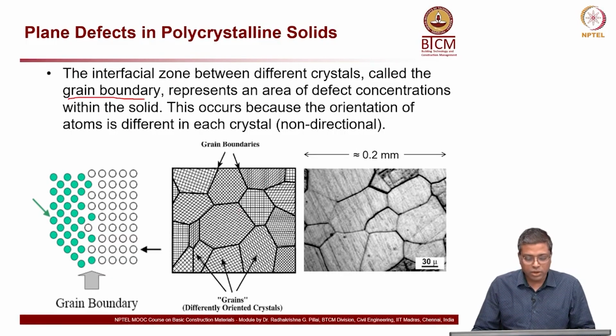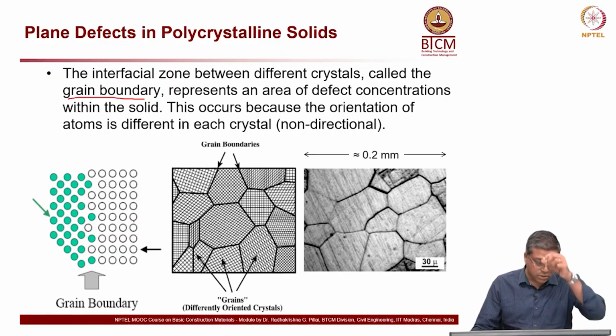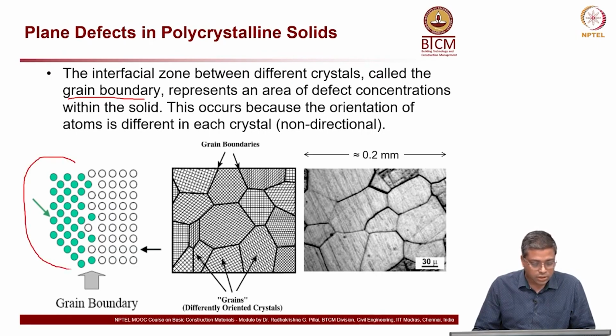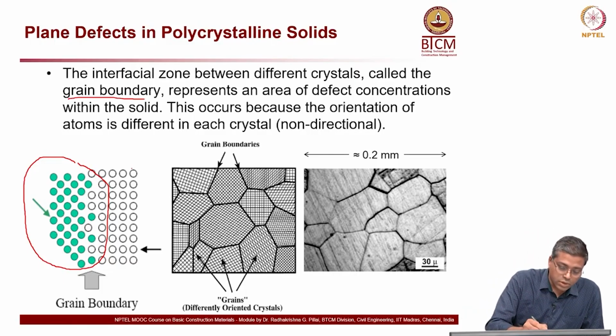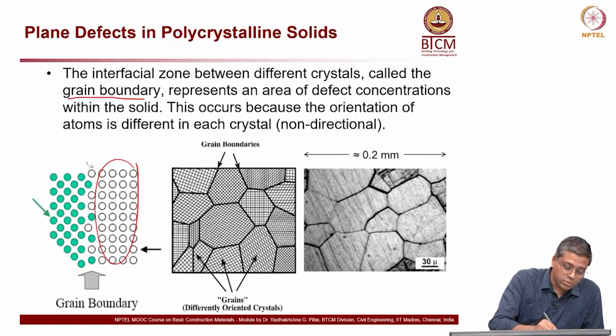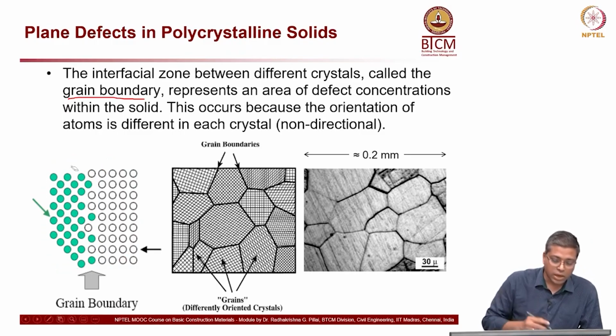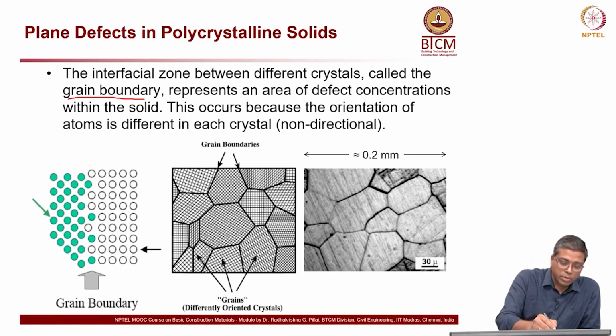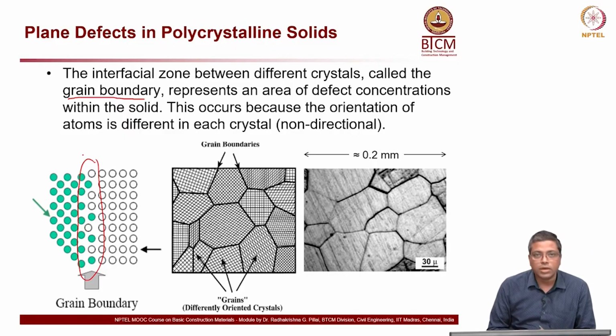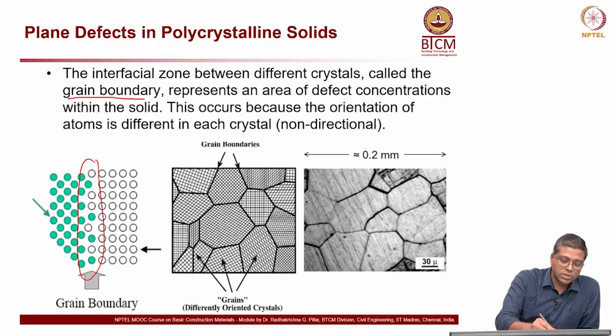Now, here you can look at the first diagram on the left side. You have these green and the white circles, and the border between the two forms the grain boundary. So, I can say that I have a green grain and then a white grain, and this region which is marked now is the grain boundary.